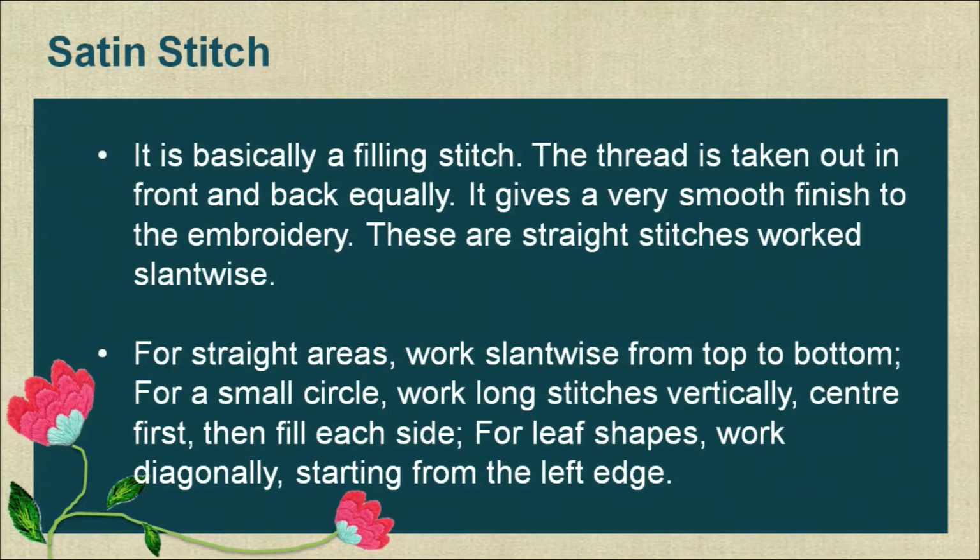These are straight stitches worked slantwise, and for straight areas you work slantwise from top to bottom, and for a small circle you work long stitches vertically. Center first, then fill each side equally. For leaf shape, you can work diagonally starting from the left edge. So we can see over here, in the satin stitches, the stitches are worked evenly and closely together, and it is very useful for solid fillings.